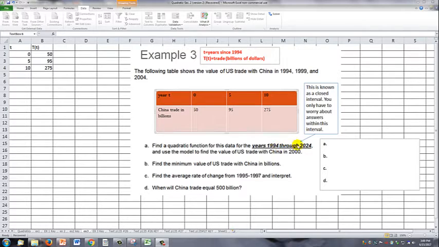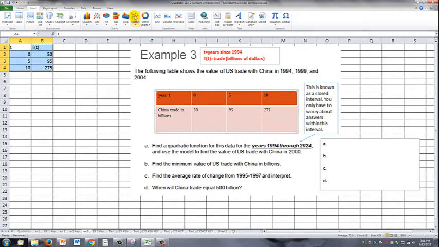And so you have to look in that closed interval and beware that the answers might be at the endpoints. We want to find the minimum and find an average rate of change and use goal seek to find when China trade equals 500 billion. So to start, you take your data that's given and you insert a scatter plot.